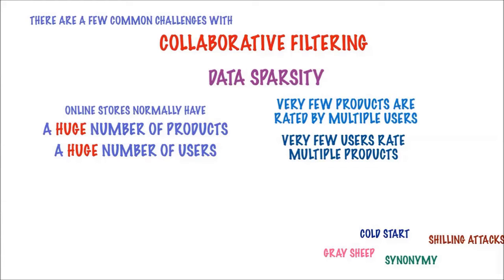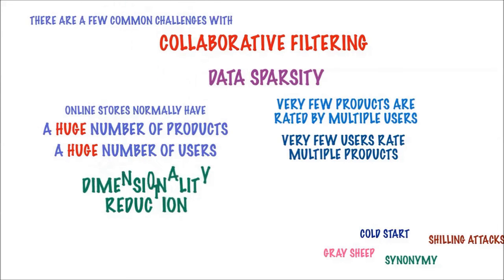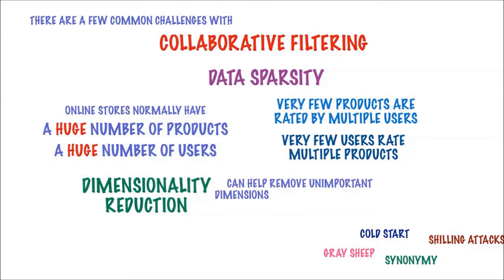This becomes a problem because you end up with a very huge matrix where most of the products or most of the users don't really contribute anything to the learning process, but they make the learning process computationally inefficient or expensive. Dimensionality reduction comes to our rescue here. Using dimensionality reduction, we can help remove unimportant dimensions, unimportant users or products where we're not learning much, and then reduce the sparsity of the user item rating matrix, making the computational efficiency of your learning process much better.